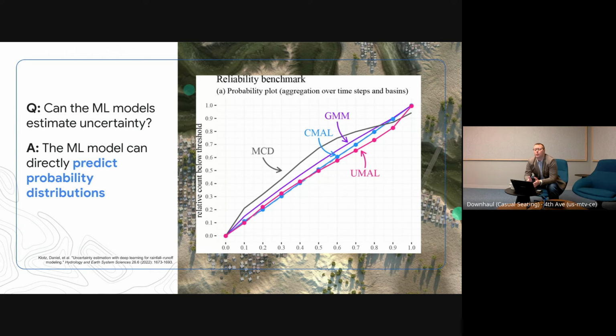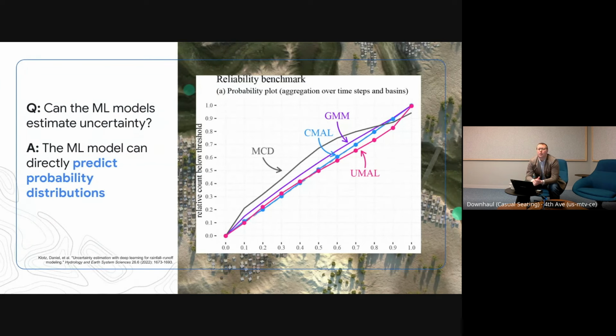This is called a QQ plot. The goal is for your model to be along the one-to-one line. What that means is that 50% of your observations fall within the 50th percentile on your cumulative density function. If that's true for the whole distribution, then your model's well calibrated. So the closer you are to the one-to-one line, the better you are against that metric. But again, we're looking at it a little more fine-grained, every decile instead of just the whole 5 to 95 percentile. And this plot, which is in that paper, by the way, is why we chose CMAL over Gaussian mixture models, because it's able to slightly better calibrate.